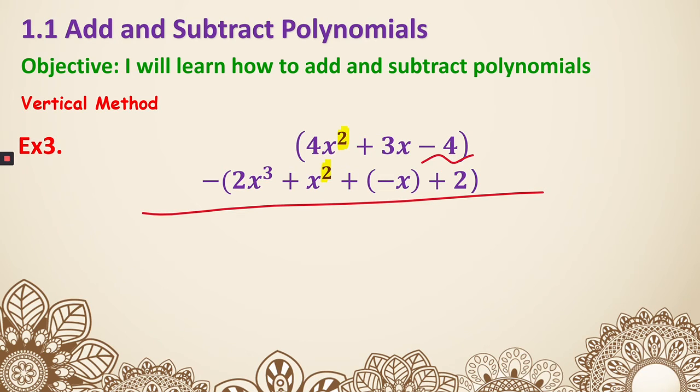-4 minus 2, that gives us -6. Please pay attention to the negative sign in the front because we're doing subtracting. Next, we have 3x minus -x. That means this is 3x plus x, so that's 4x.